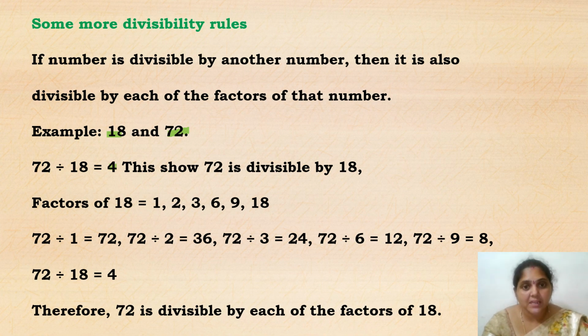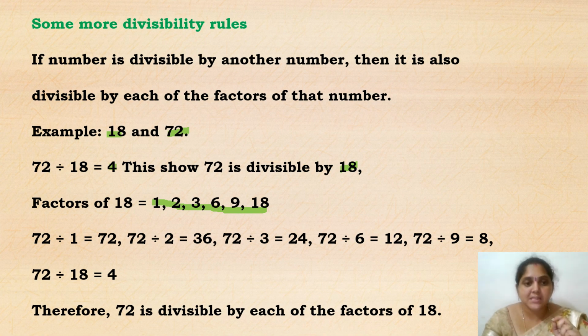What are the factors of 18? 1, 2, 3, 6, 9 and 18. Factors means the tables in which we can see the number 18, right? Whichever tables we find 18 in, those are known as the factors. So 1 table and 18 table is common. Any number you take, 1 and the number itself are common. In the 2 table you will be finding 18, yes, 2 nines are 18. 3 sixes are 18, 6 threes are 18, 9 twos are 18, 18 ones are 18. So these are also the numbers which can divide the number 72.